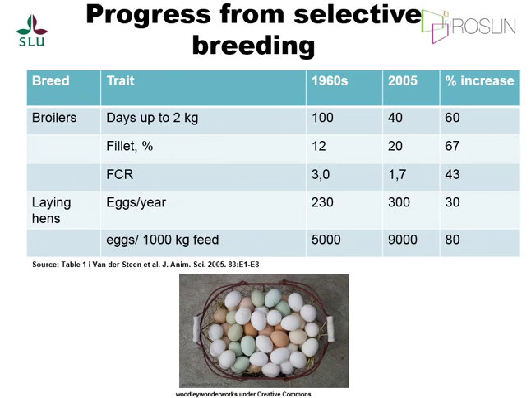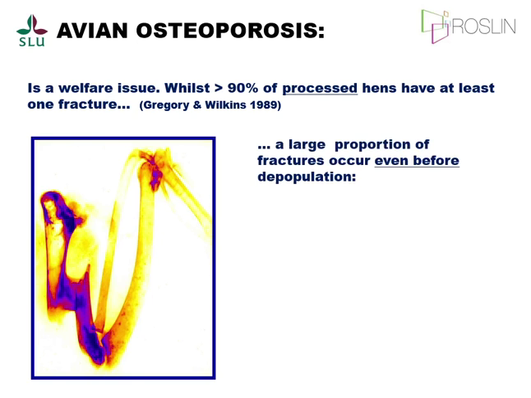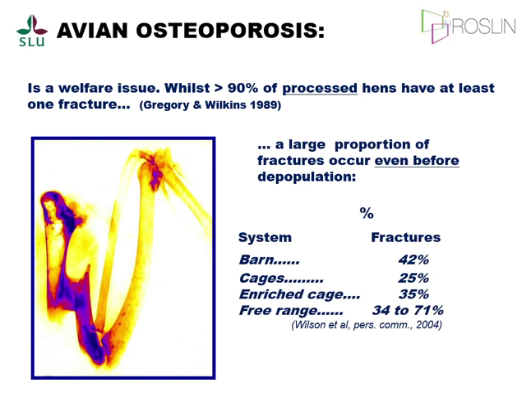some side effects. And the big one we're talking about tonight is avian osteoporosis, which we've known about for quite a few years. It is a big welfare issue because, after emptying a stable, the barn, about 90% of hens have broken legs or a fracture somewhere, and a lot of these fractures occur before the animals are actually killed.